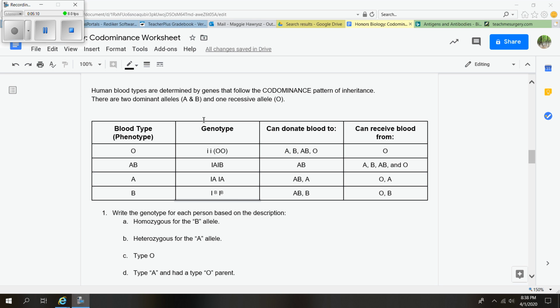In order for us to understand what codominance is, it's when both of those alleles are expressed at the same time. And this is why we get AB blood type. It's because both the dominant allele A and the dominant allele B are being expressed or shown at the same time.